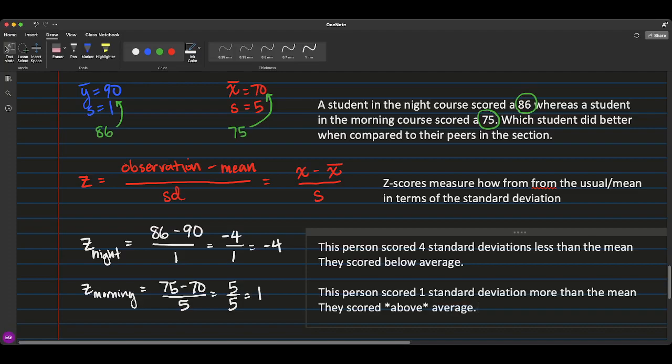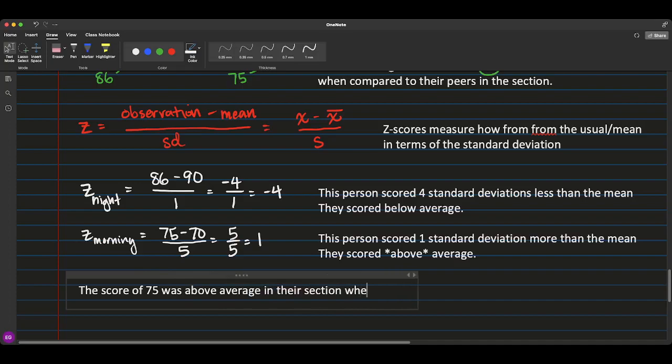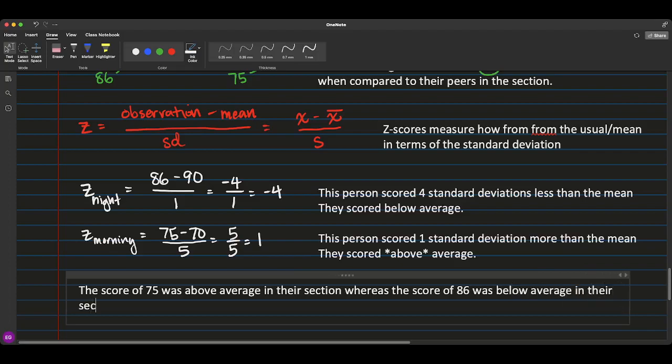Okay, so what this is telling us is because the z-score of the person in the morning is 1, compared to their peers, they were above average by 1 standard deviation. The person with the higher score of 86 compared to their peers scored below the average. So the score of 75 was above average in their section, whereas the score of 86 was below average in their section. In other words, the 75 was comparatively better than the 86.